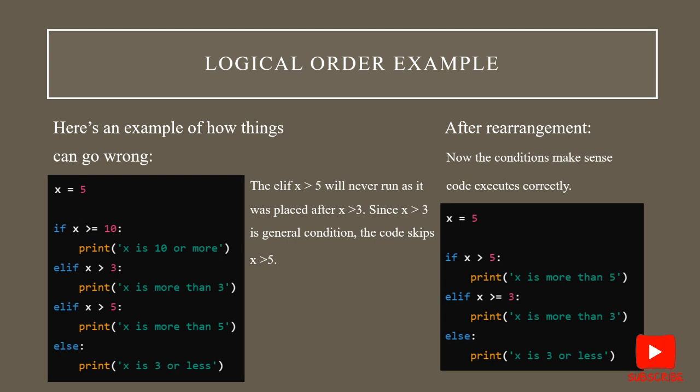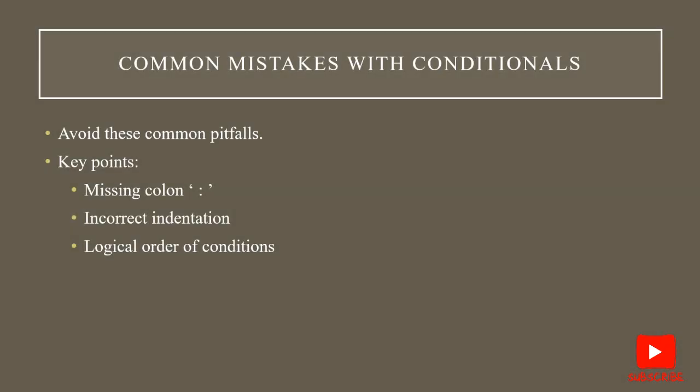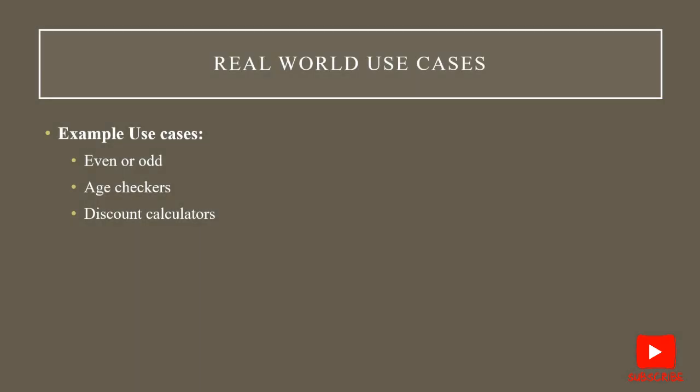Since x > 3 is a more general condition, the code skips x > 5. To fix this, we need to rearrange the conditions in the correct order. Now the conditions make sense and the code will execute correctly based on the value of x. So these are a few of the common mistakes that we make with conditionals. Now let's see some example use cases.